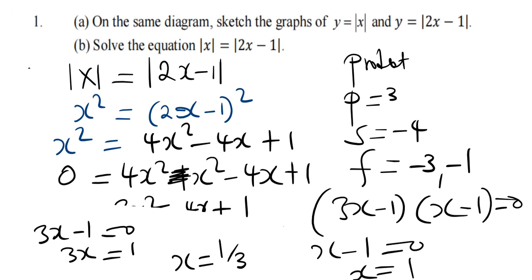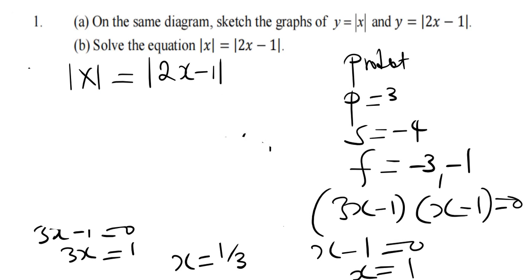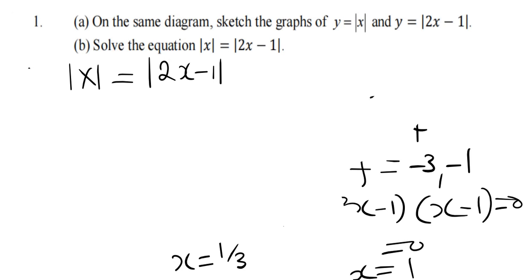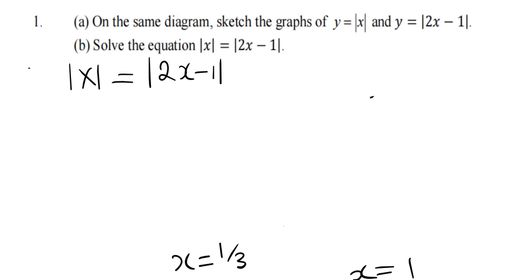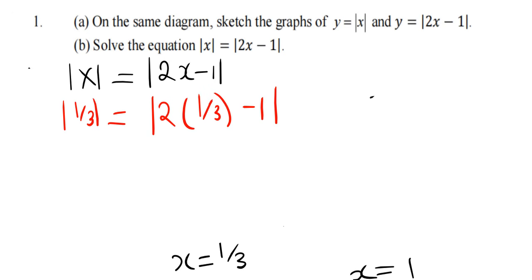Then for modulus functions, you are always supposed to test your answers to check if they are correct. So if they are valid or not, how do you do that? In your original equation, replace these answers that you found. The first one found was 1 over 3, so the modulus of 1 over 3 is equal to the modulus of 2 times 1 over 3 minus 1. Of course, the modulus of 1 over 3 is just 1 over 3. This will be equal to 2 multiplied by 1 over 3 minus 1.